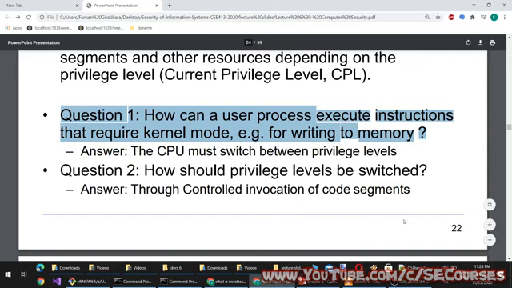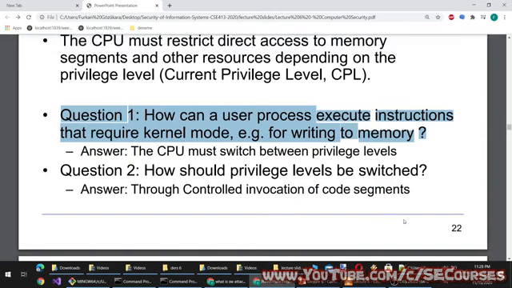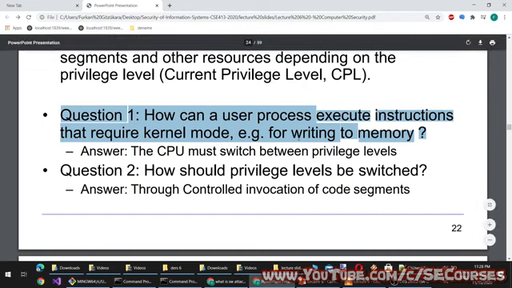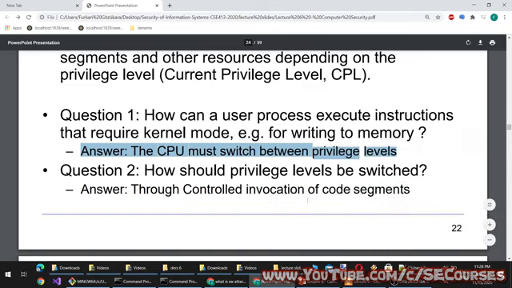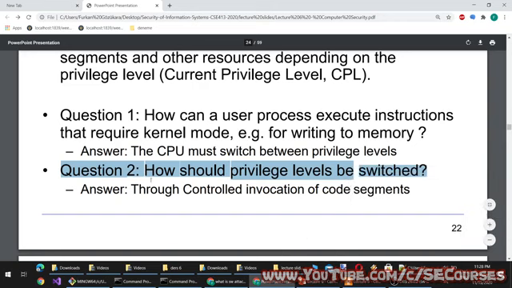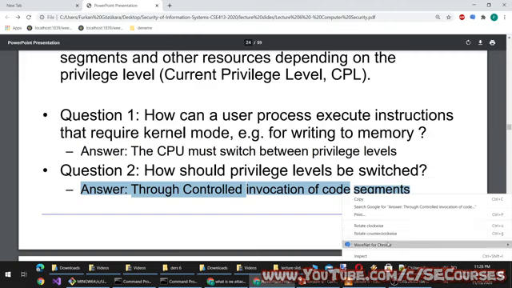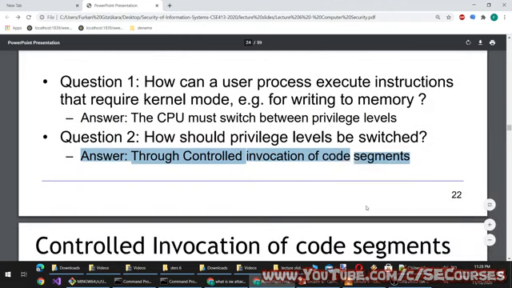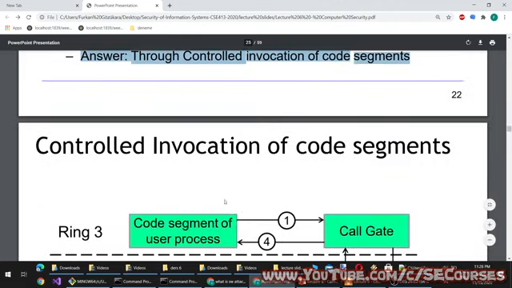Question 1. How can a user process execute instructions that require kernel mode, for example for writing to memory? Answer. The CPU must switch between privilege levels. Question 2. How should privilege levels be switched? Answer. Through controlled invocation of code segments.